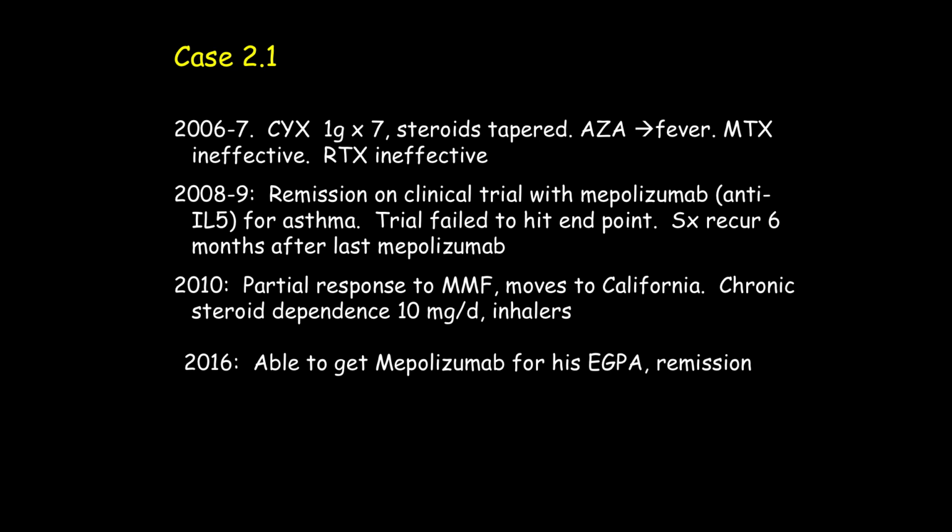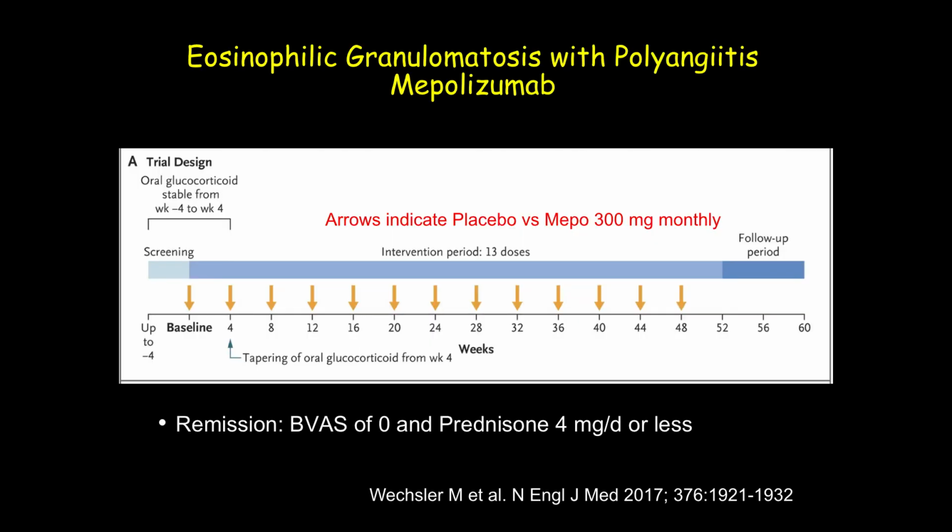So what happened here? Well, a couple of things. One, some clinical trials. I want to point this out to you. Eosinophilic granulomatosis with polyangiitis is certainly controllable by steroids. And this clinical trial was designed to take patients who are on a stable glucocorticoid dose requiring prednisone and give them mepolizumab 300 milligrams monthly. The criteria for remission was that you had 16 weeks, or I think it was 16 or 24 weeks, with a BVAS of 0, and your prednisone dose had to be 4 milligrams a day or less, and there was a fixed taper.